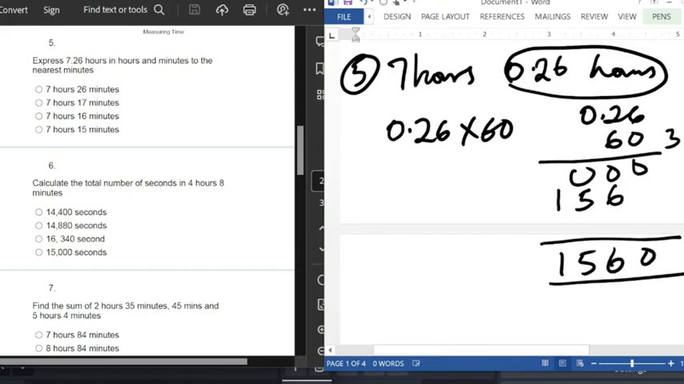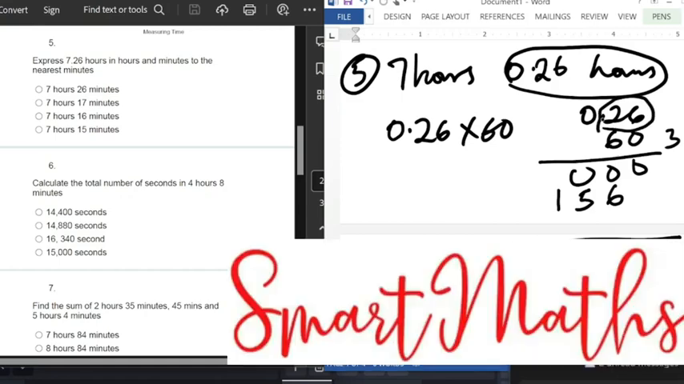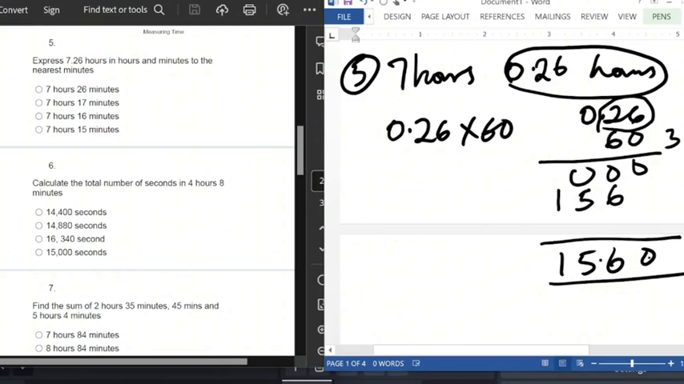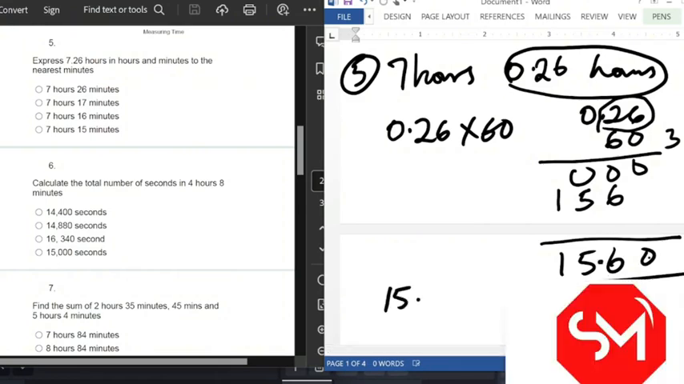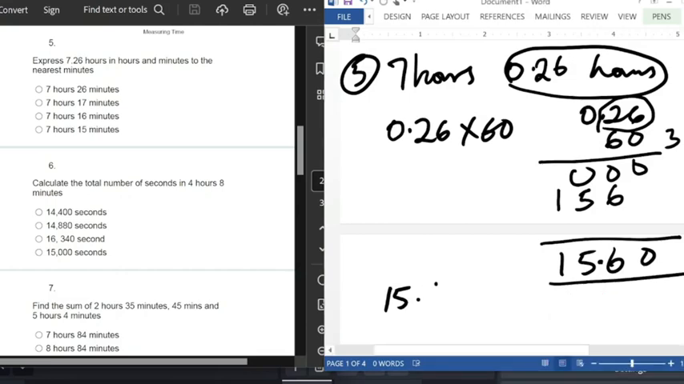If you look at this here, we have 2 digits after the decimal point. So we count 0, 1, 2. We put the decimal point. That's going to be 15. 15 point what? 15.6. But that is not what we're looking for. So this is going to be 15.6 minutes. So we round this up. That gives us 16 minutes.